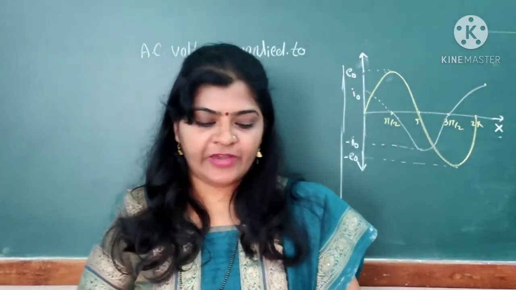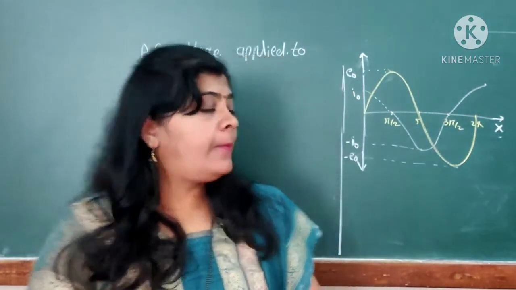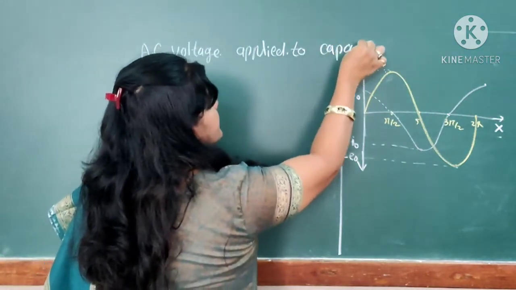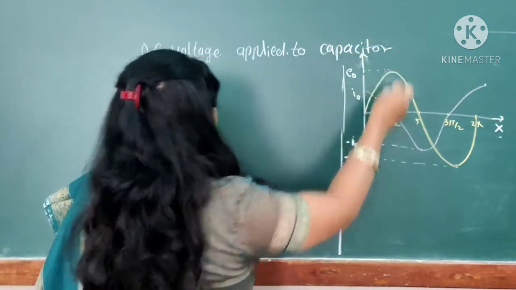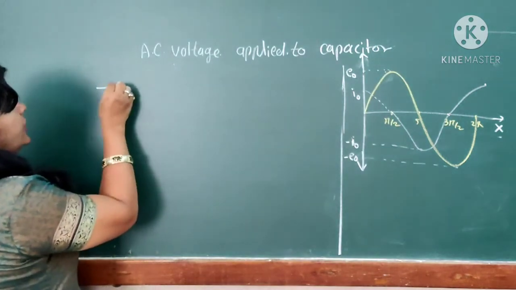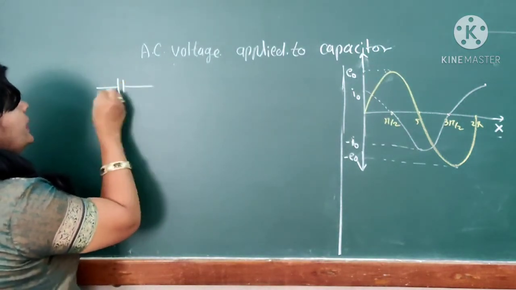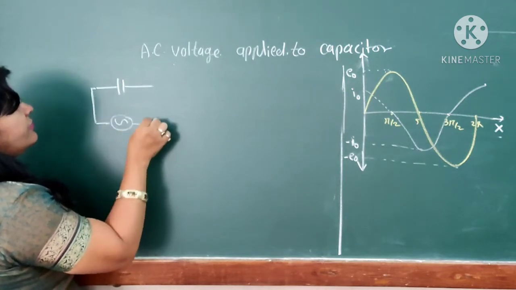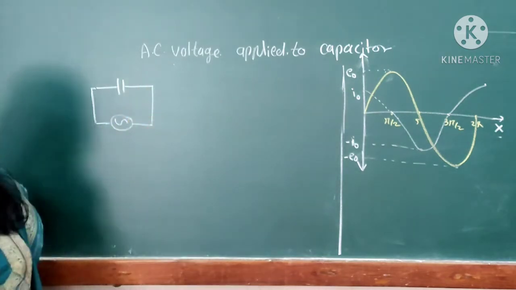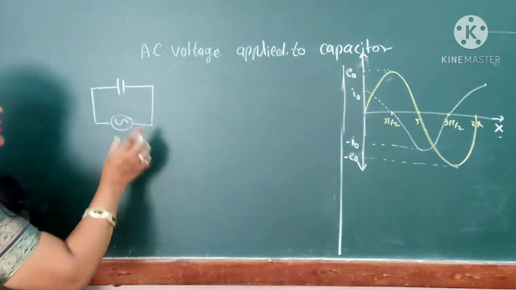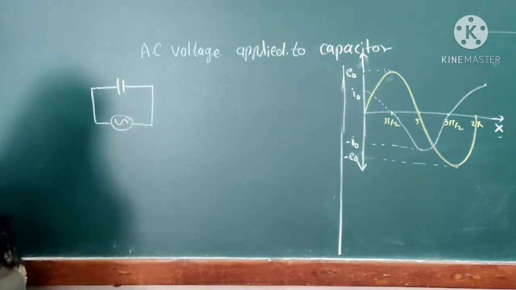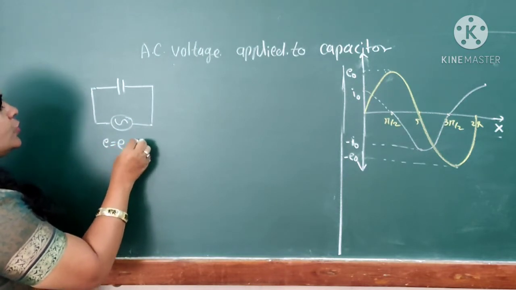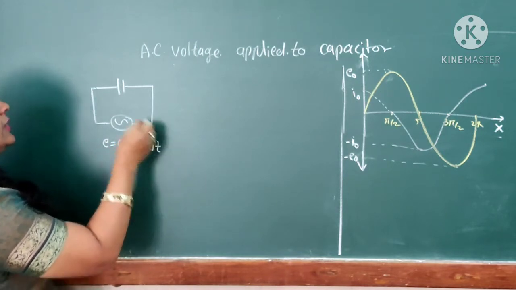Hello student, today we are learning the AC voltage applied to the capacitor. Now in the circuit we use only the capacitor having two plates, and for it we are applying the EMF E, an alternating voltage, that is E is equal to E naught into sine omega t.